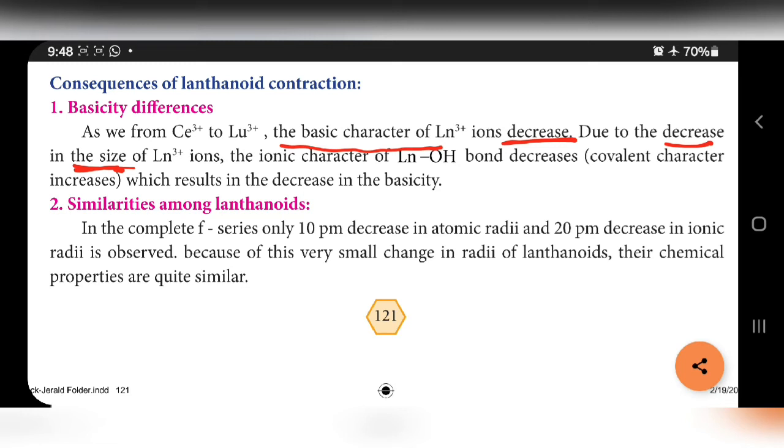The ionic character of Ln, that is a general lanthanide. So in the Ln-OH bond, ionic character decreases, that is, covalent character increases. Ionic character decreases and covalent character increases, which results in a decrease in the basicity. So basic character decreases.